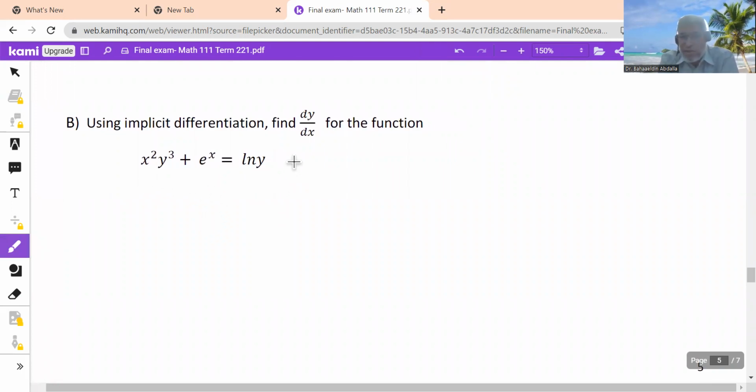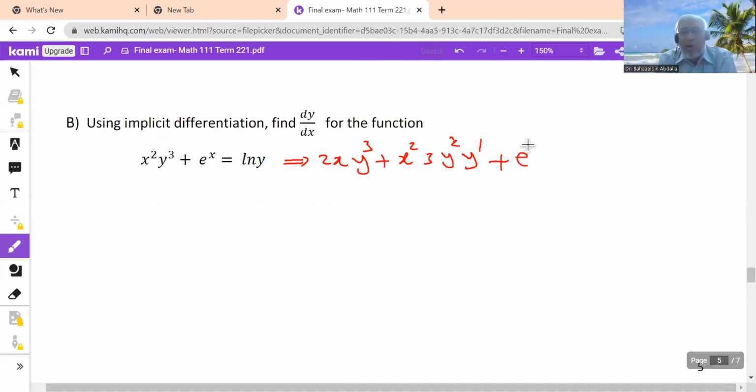Use implicit differentiation to find dy by dx. So immediately you find the derivative with respect to x. So I have x squared times y cubed. This is a product, so let me use the product rule. Derivative of x squared is 2x times y cubed plus x squared as it is times the derivative of y cubed, 3y squared times y prime, or dy by dx. Always when you find the derivative of y, it is y prime.